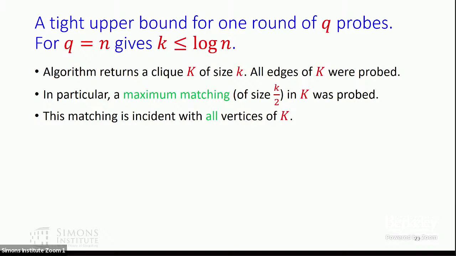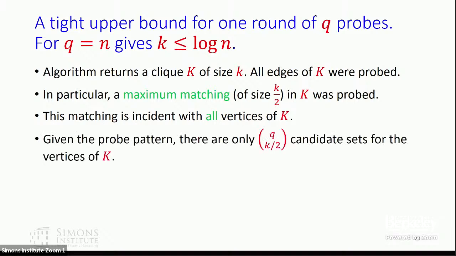So this matching is incident with all vertices of the clique. Given the probe pattern, which you select non-adaptively in the first round, you select what edges you're going to probe. You know that if you're going to return a clique, k/2 of the edges of your probe will touch all the vertices of the clique.